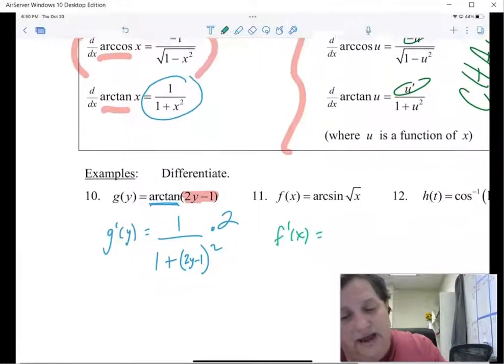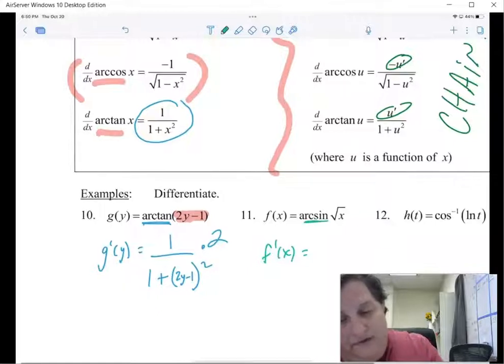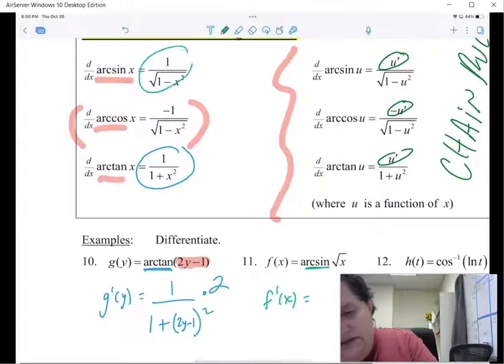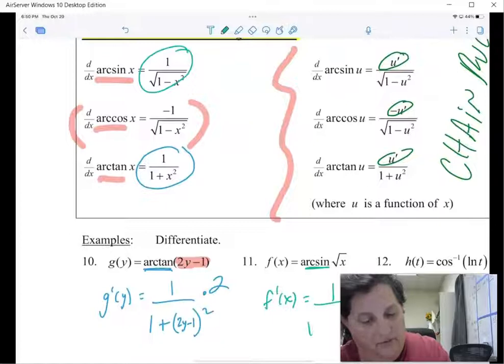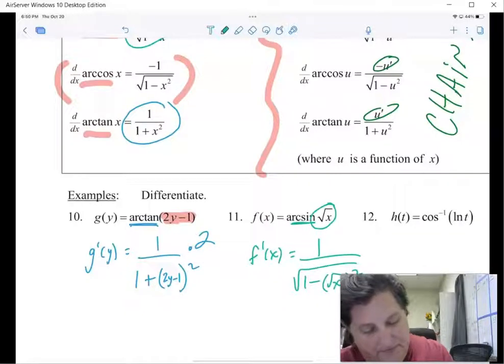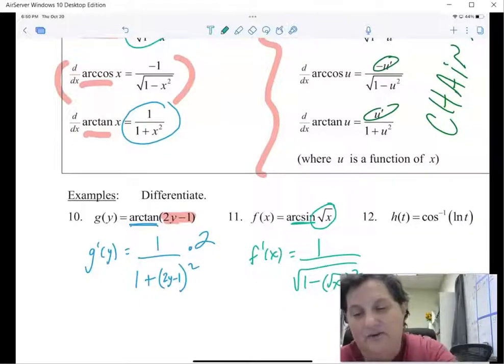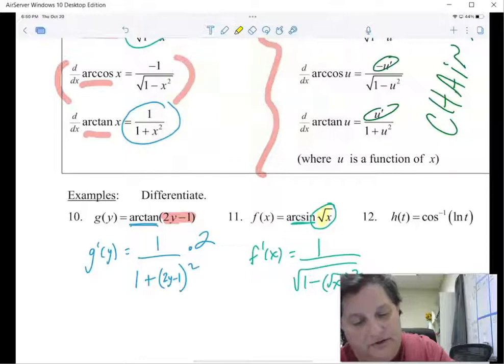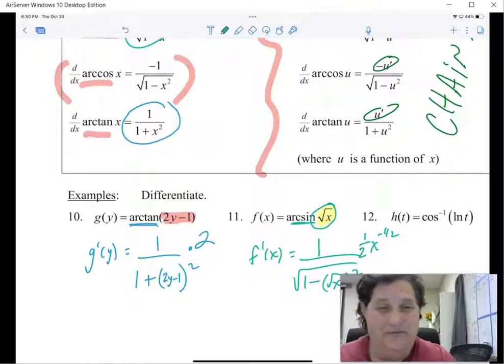Okay, arcsine, I follow this. So it's 1 over the square root of 1 minus something squared, and the something is this. And then for chain rule, I multiply by the derivative of that. The derivative of that is 1/2 x to the negative 1/2. Am I simplifying? Heck no.